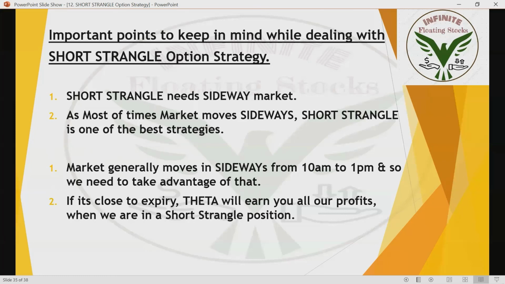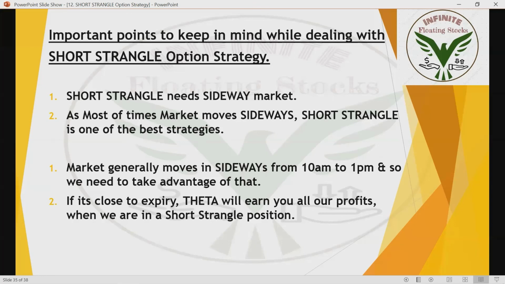And short strangle needs a sideways market. That's what I told. And as most of the time the market moves sideways, short strangle is one of the best strategies. Market generally moves sideways from 10 a.m. to 1 p.m., so we need to take advantage of that. That is the reason I have told you guys to enter at 10 a.m. and exit at 1 p.m.